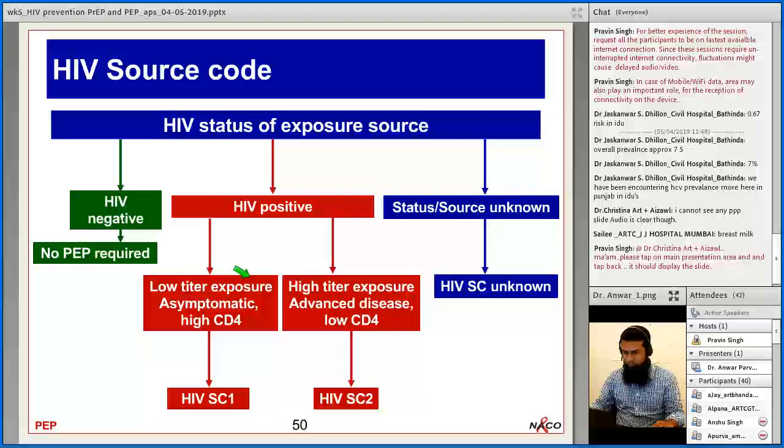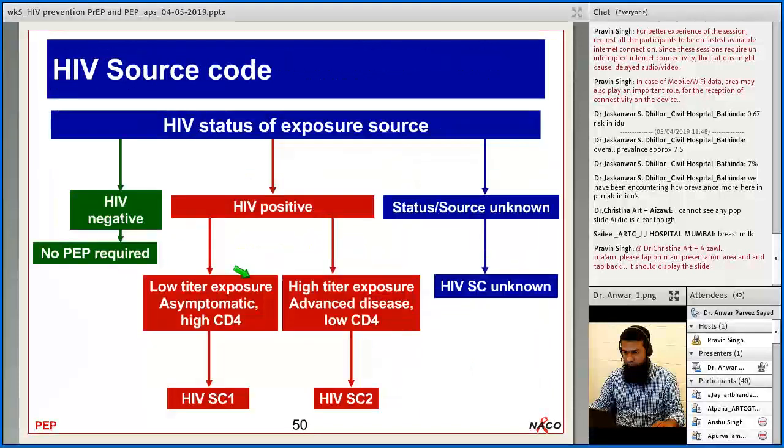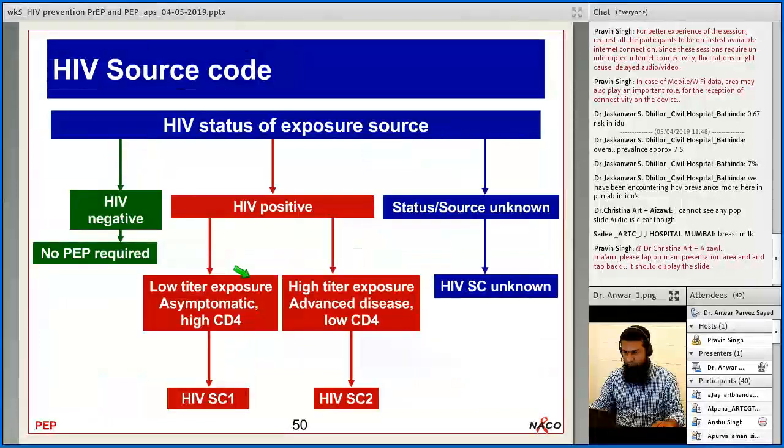Now for the source code: if the source is known HIV negative, no PEP is required. If the status is unknown, then the source code will be source code unknown. If HIV positive, then source code 1 or source code 2, based on the CD4 or viral load these days. So if exposure code is 1 and source code is 1, PEP is not given.